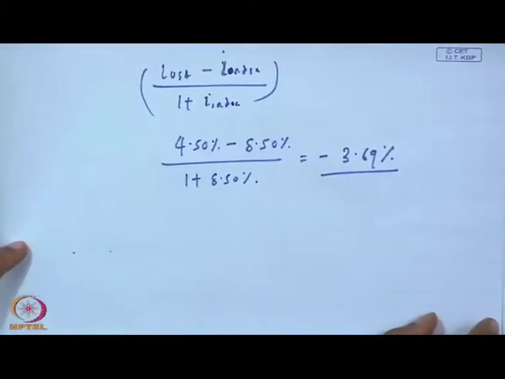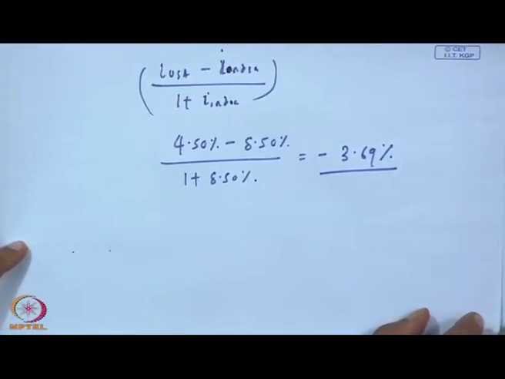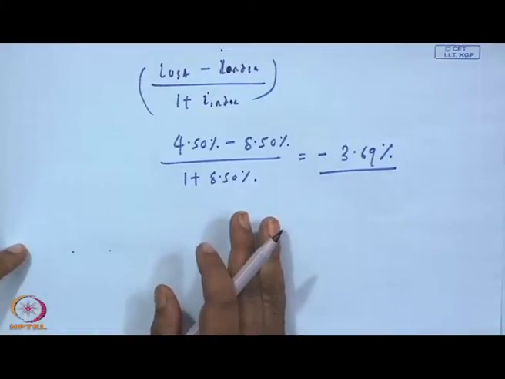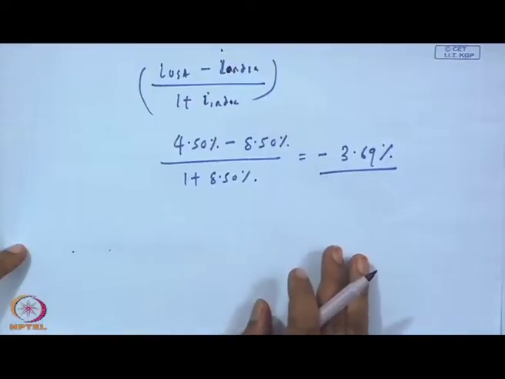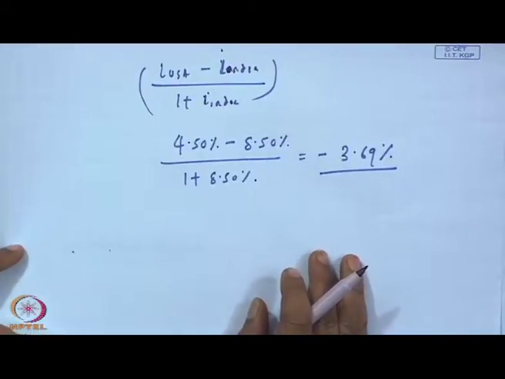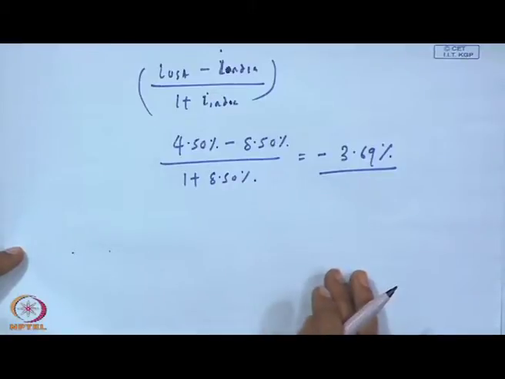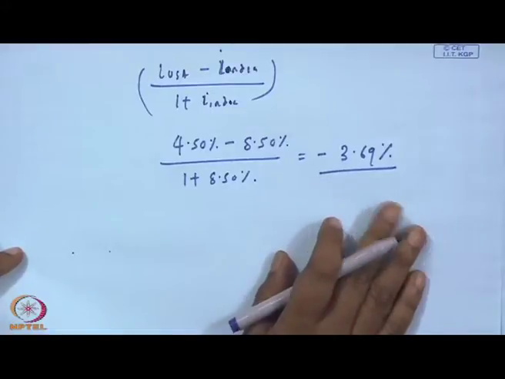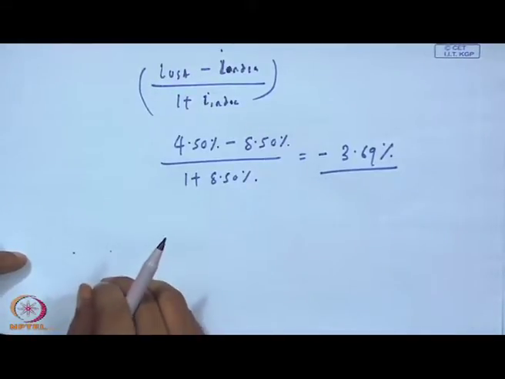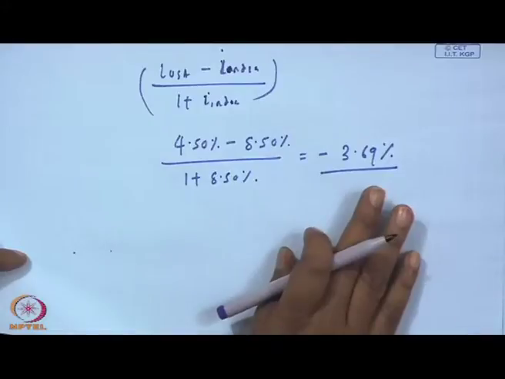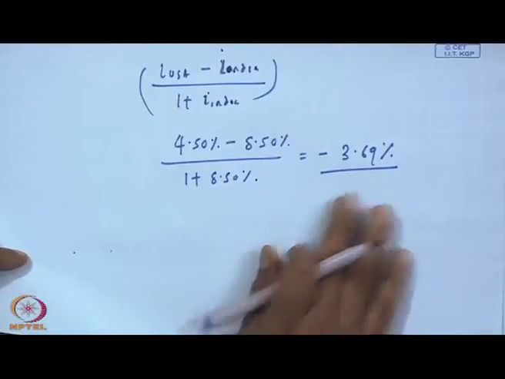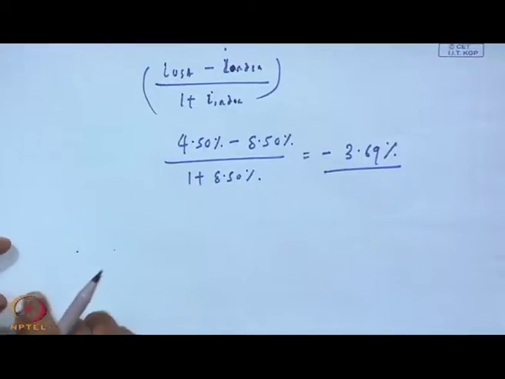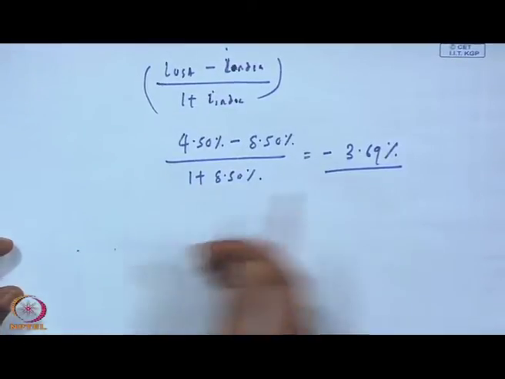Why is the rupee depreciating? Because there will be more flow of dollar to India. So, dollar will be converted into rupee. There will be more circulation of rupee in the Indian economy, and this leads to depreciation of rupee. So, now once you know the depreciation percentage, we can also calculate what should be the spot rate after 1 year.